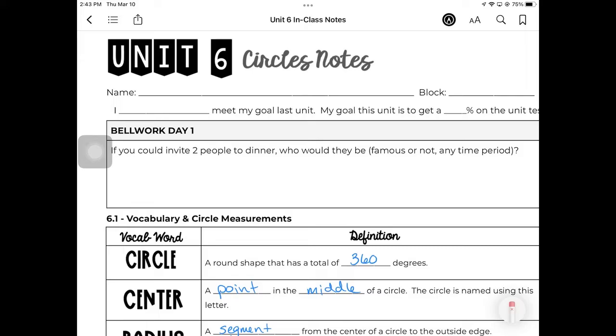In this lesson video, we're going to start Unit 6 with Day 6.1. We are going to jump right into some vocabulary here. We're talking about circles in Unit 6.